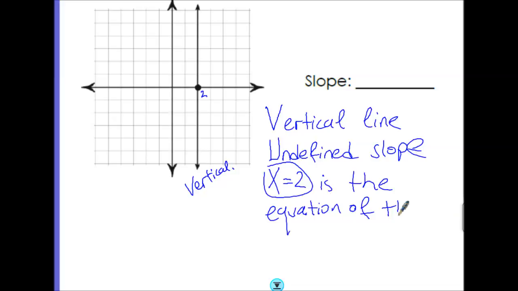Is the equation of the line. So a VUX case is a vertical line, undefined slope, where x is equal to a number is the equation of the line. This will work for every vertical line. For the slope, I will just write undefined.